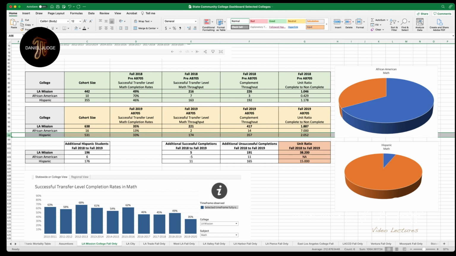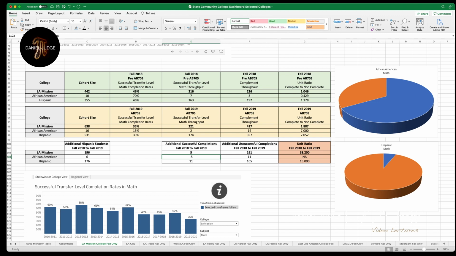All right? So what's the access number? They gave 6 additional African American students access. 6 additional. What was the result? Take a look at this number. That's a -5, ladies and gentlemen. What that means is pre-AB705 had 7 students get through who were African American. And then once AB705 kicked in, 2 students got through. That's a negative number. That's -5.